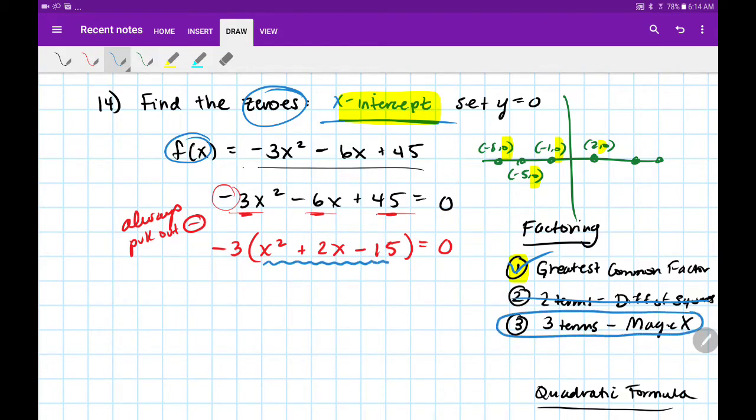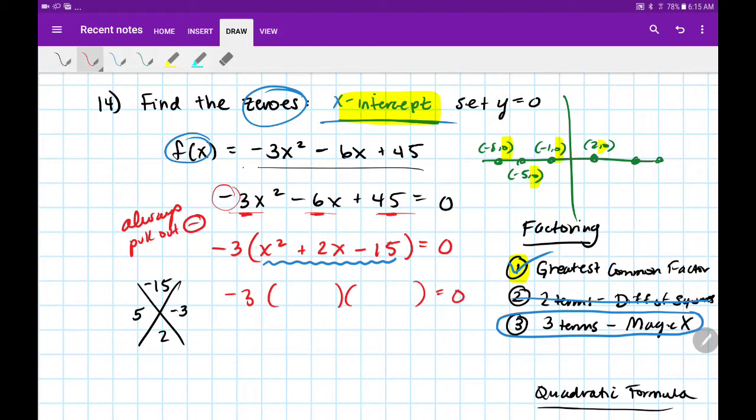So we see there are 3 terms in here. Let's see what we can do with them. So I'm going to need 2 terms that multiply to negative 15. I'll start my setup actually right away. I need 2 terms that will multiply to negative 15, but then add up to 2. So think about it. Pause the video. The numbers are 5 and negative 3.